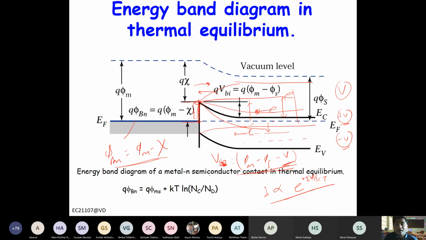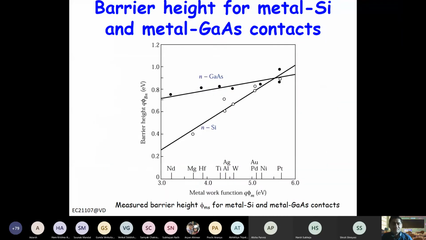Okay, now these barrier heights from metal to semiconductor depend on the work function of the metal and the electron affinity of the semiconductor. If you try to plot phi bn with phi m, if you increase phi m, phi bn should increase, right? And the slope should be 1. Correct? Let us see what we found when we measured these barrier heights.